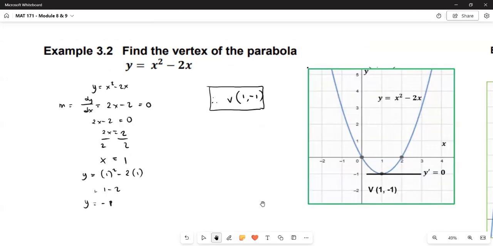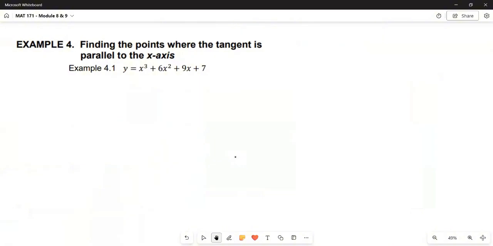So kung i-graph natin yung ating given parabola, ganito class yung magiging itsura niya. And then this proves na ang vertex is 1, negative 1. And then yung slope is 0 ulit. Okay. For our next example is finding the points where the tangent is parallel to the axis. So paano ang gagawin natin dyan?